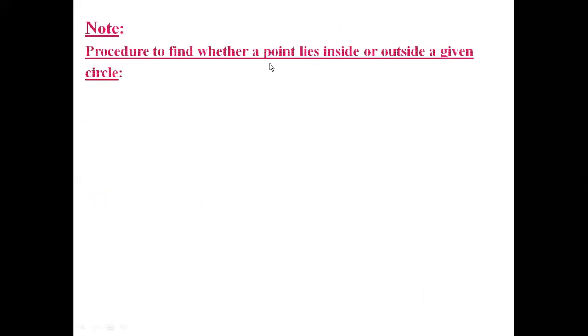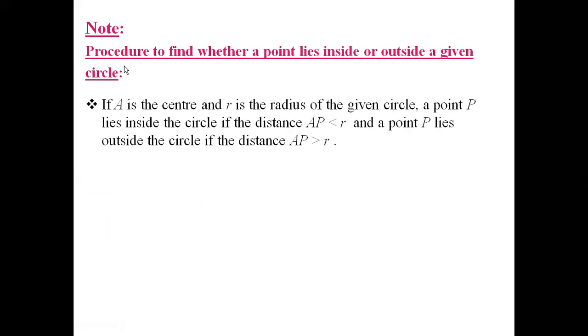It's a procedure to find whether a point lies inside or outside a given circle. So here, most of the time the curve C will be a circle, a closed curve. So we will be deciding whether the given point z = a lies inside or outside this circle. And the procedure for that is: suppose A is the center and R is the radius of the given circle.